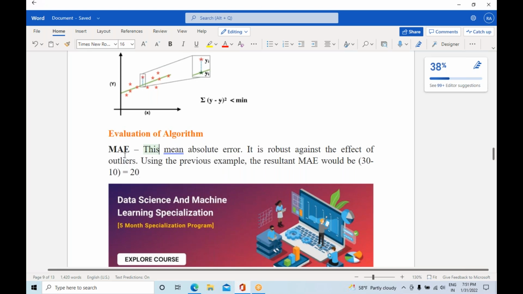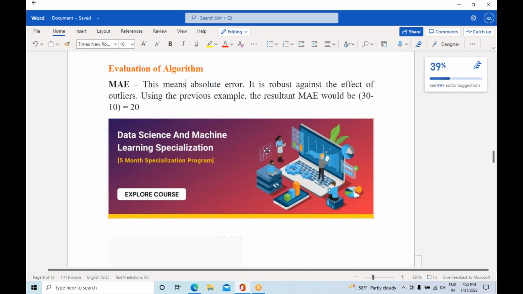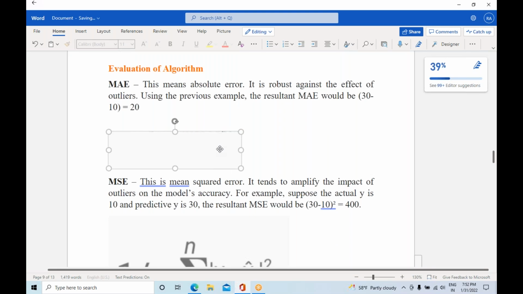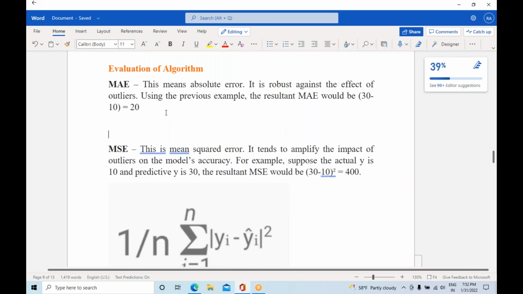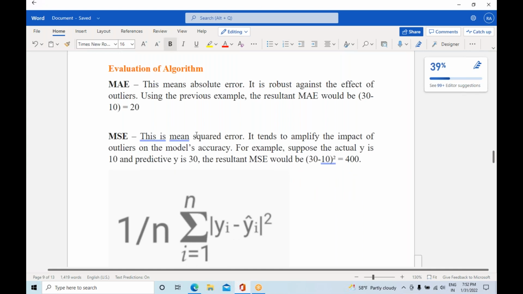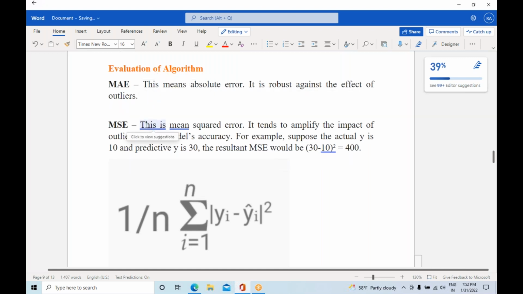So the first algorithm is, let's say, MAE. MAE means mean absolute error. So mean absolute error in the sense, we should be able to find out the mean. It is robust against the outlier. Using the previous example, the resultant would be something like, okay, that we will talk about. So mean square error, I will explain each and everything, don't worry.